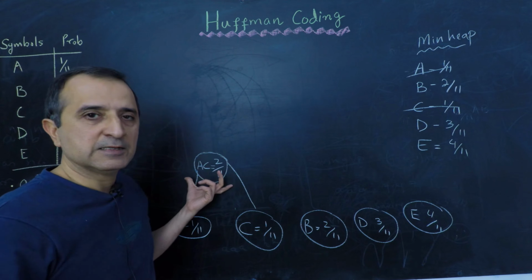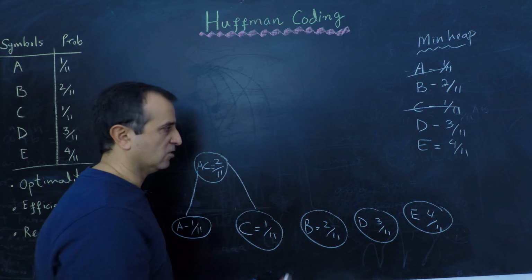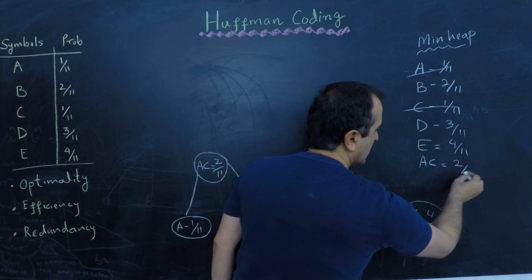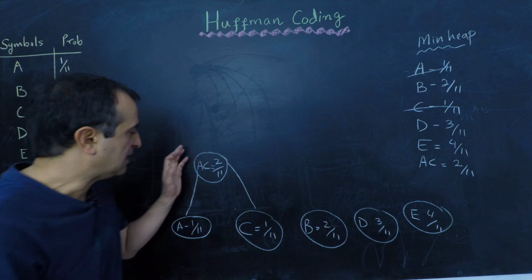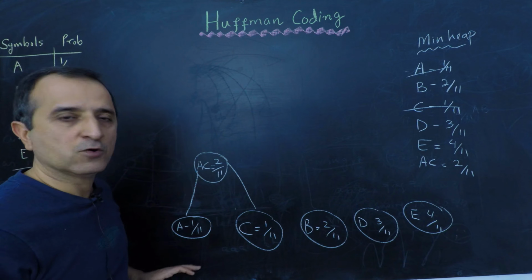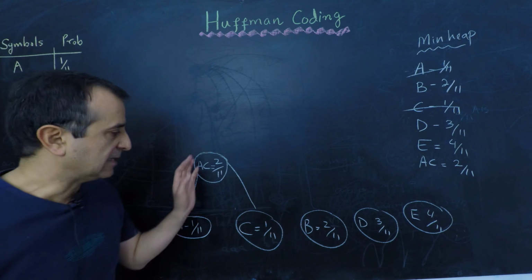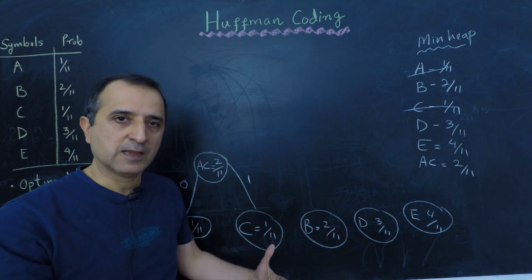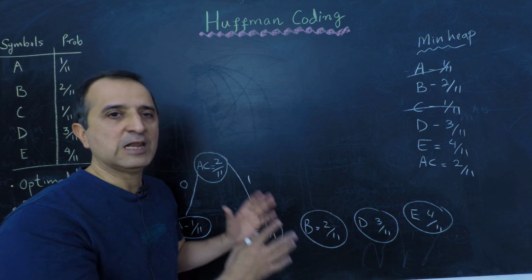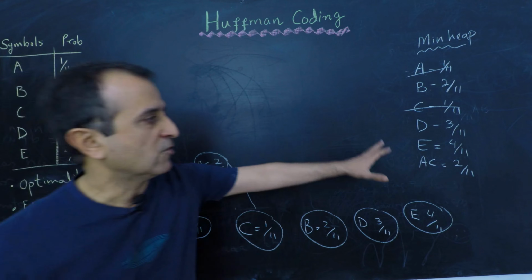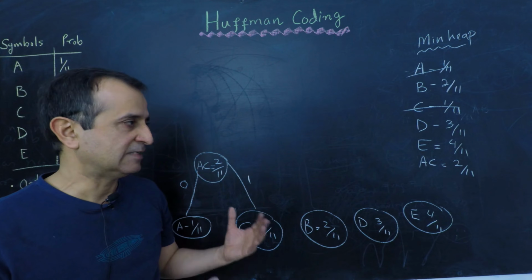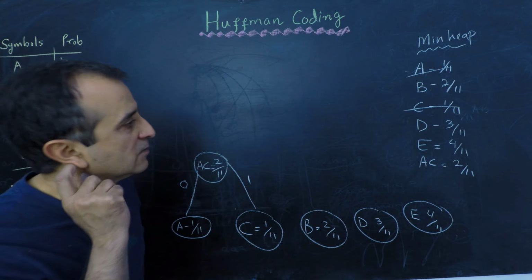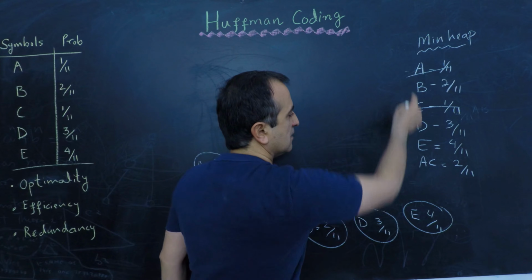And we will insert this new node in our min heap. So now the min heap has AC with value 2 over 11. Now the left edge of this new node will be labeled 0 and the right edge will be labeled 1. And that's it. We have to continue this process again and again until we have only one node left. So now we have 4 nodes in our min heap. We will once again extract 2 nodes with the least probability. In this case, we have these 2 nodes with the least probability.